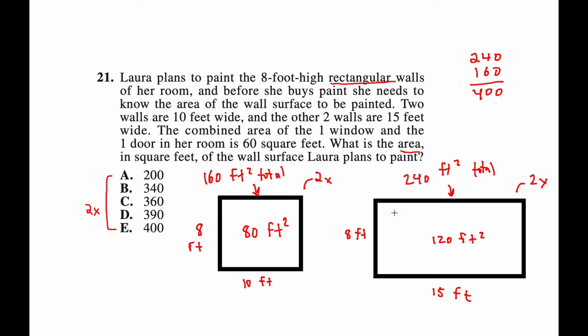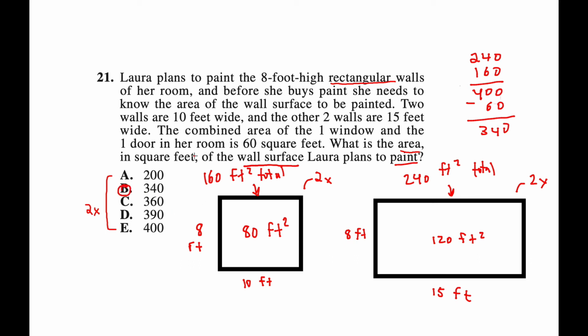And now this is the total area of the walls, but we were again told that there's 1 window and 1 door in her room that combine to be 60 square feet. And so she's not going to be painting those because it's asking specifically for the wall surface that she's going to be painting. So from this 400, we can then subtract the 60. So we'll do 400 minus 60, and that's going to be 340. And so that is our answer, answer choice B.